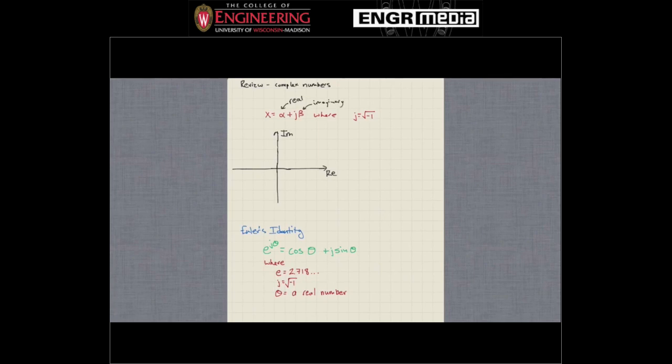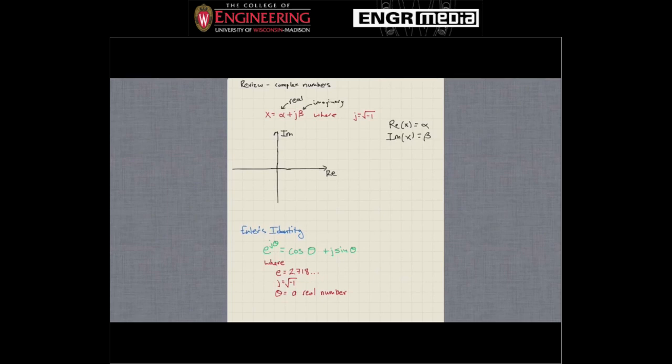Another notation we'll use is as follows. When we want to take the real part of the complex number x, we'll write Re of x, and that's just going to be alpha. It's the part that's not multiplied by j, not multiplied by the imaginary number. Again, the imaginary part we'll write as Im of x, which is just going to be equal to beta. It's the imaginary part of the complex number x.